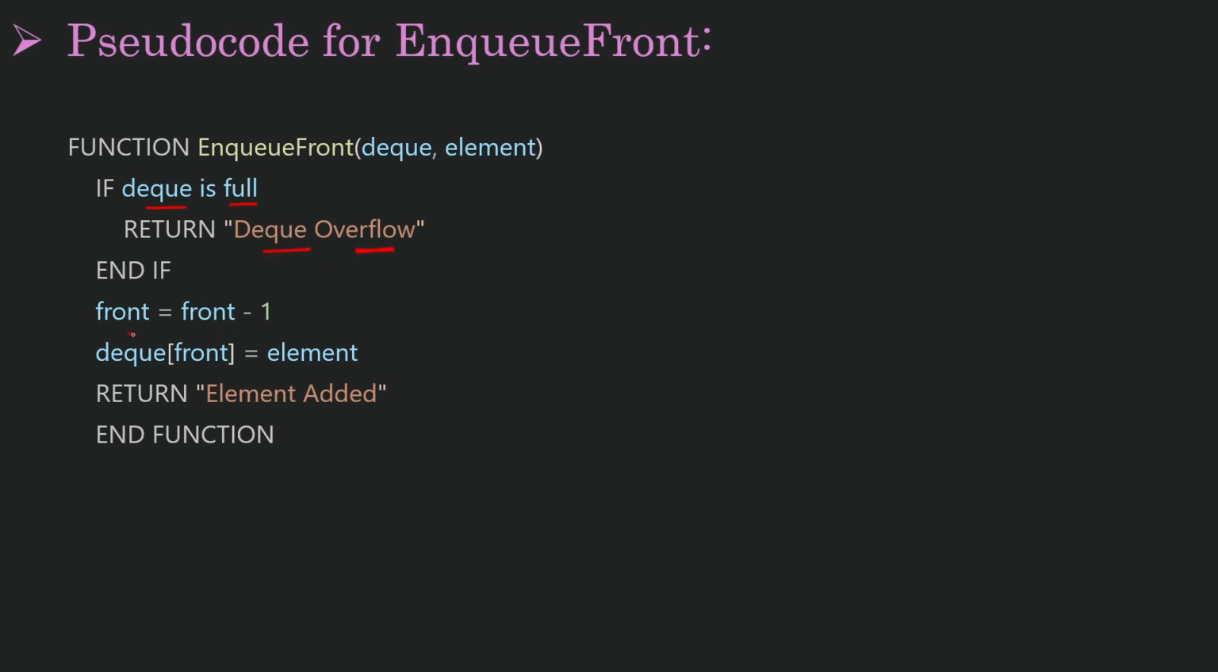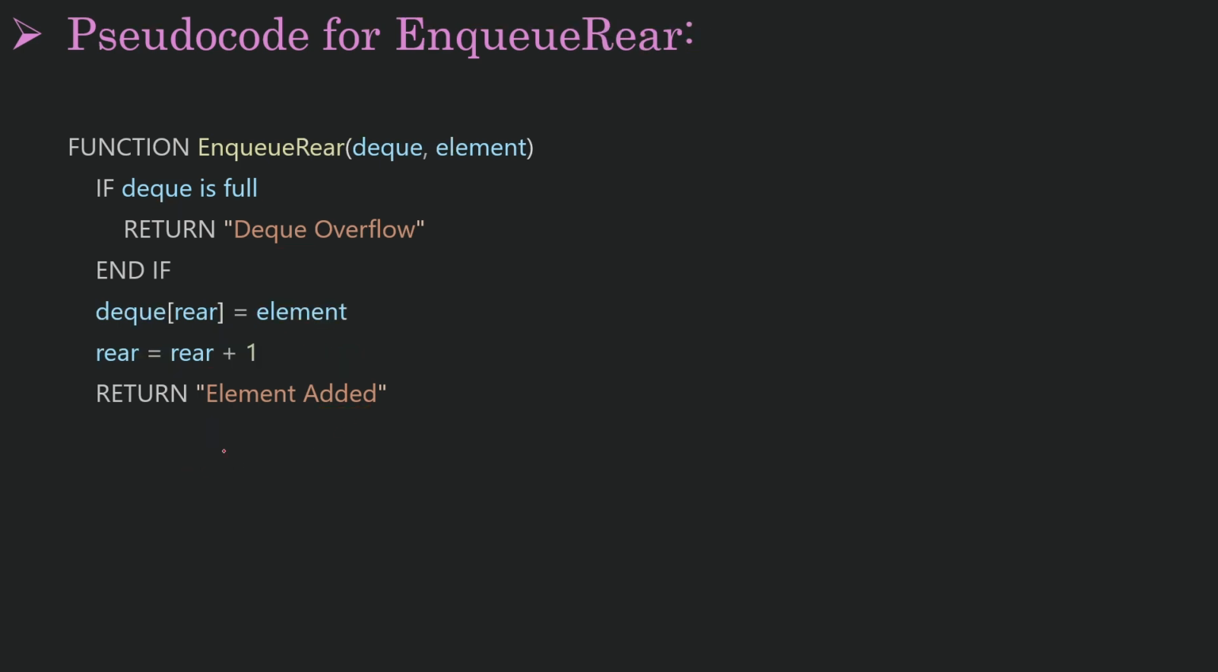Move front position to the previous slot. Store the element at the new front position. Indicate successful addition. Pseudocode for enqueue rear. Check if the deque has reached its maximum capacity. Return error if no space is available. Store the element at the rear position. Move rear position to the next slot.